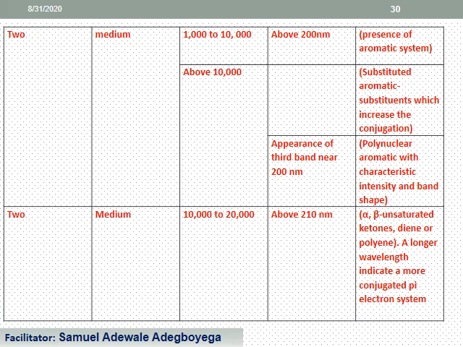So if the number of bands is also two and you have a medium intensity with absorptivity between 10,000 and say 20,000, and the maximum wavelength is above 210 nanometers, we'll be talking about an alpha-beta unsaturated ketone, diene, or polyene. So a longer wavelength indicates that there is more conjugation in the pi electron system.